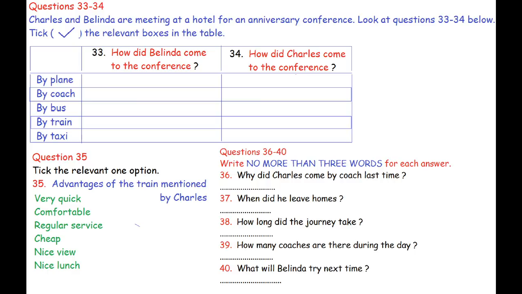Now turn to Section 4. Section 4. In Section 4, you will hear a conversation and answer questions 33 to 40. First, you have some time to look at questions 33 to 40. Now listen carefully and answer questions 33 to 40.